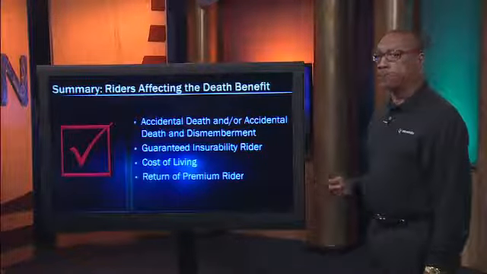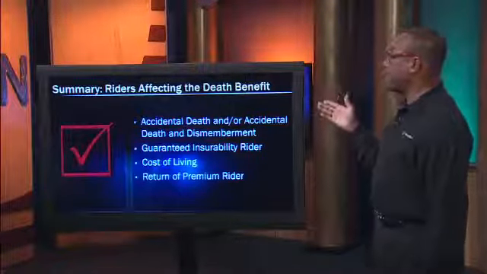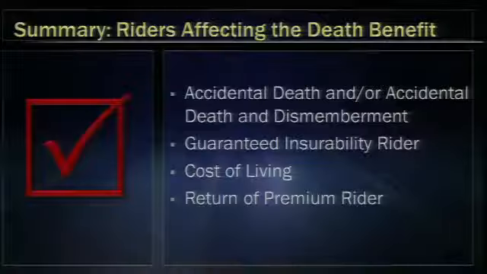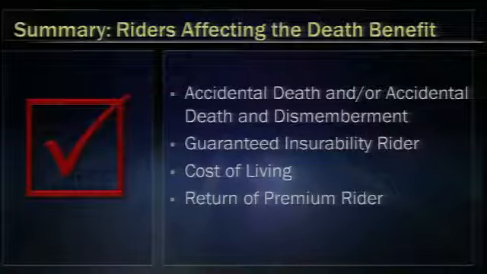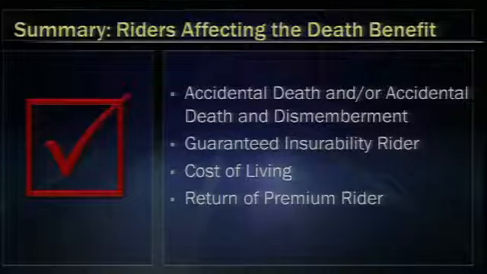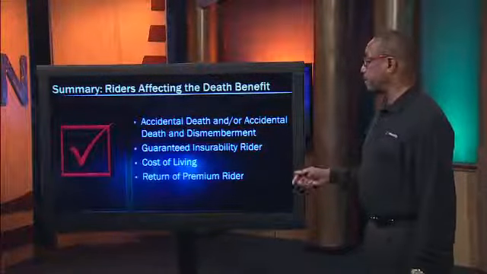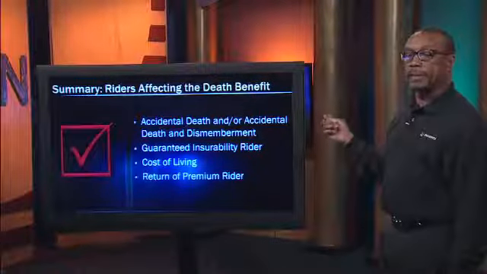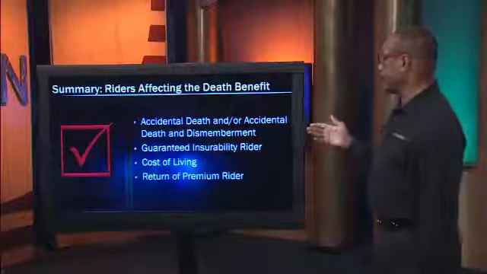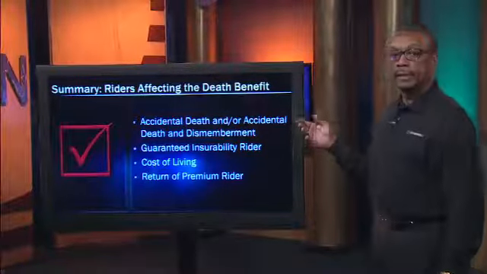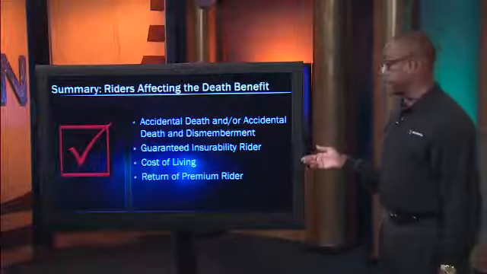So today, in summary, we covered riders affecting the death benefit. They are accidental death and/or accidental death and dismemberment, guaranteed insurability riders, cost of living, and return of premium riders. Remember, accidental death pays out double the face amount. Accidental death and dismemberment pays out death in addition to loss of limbs.